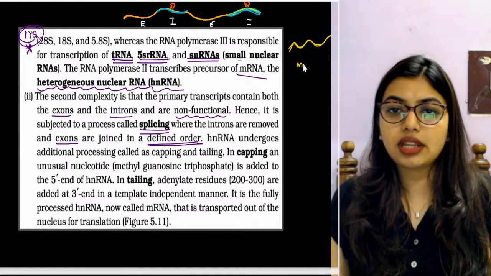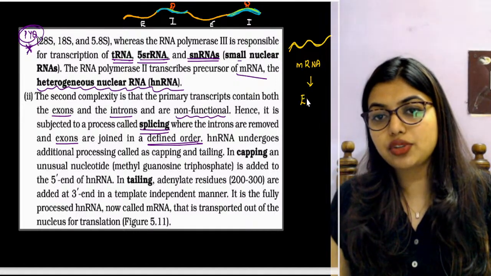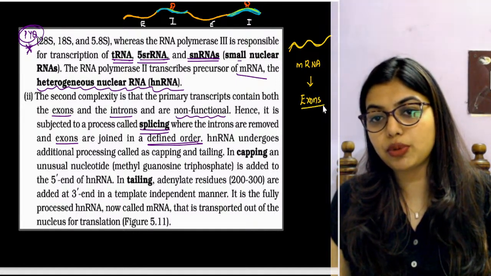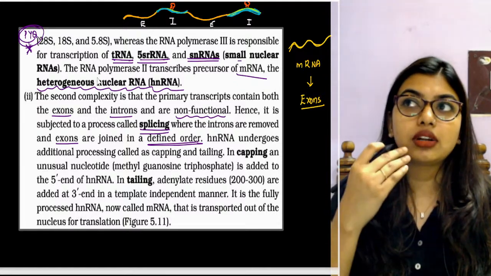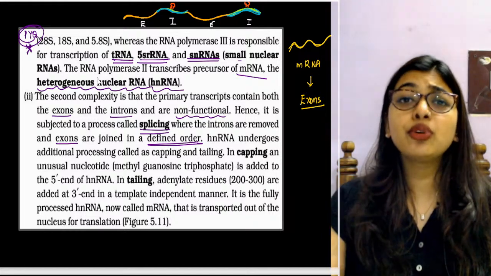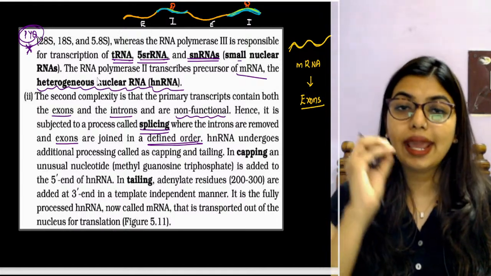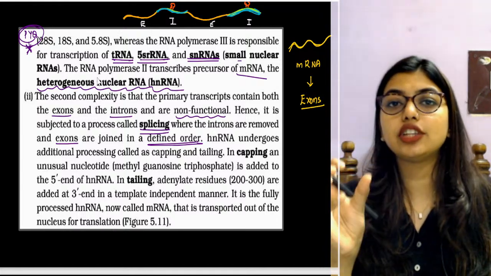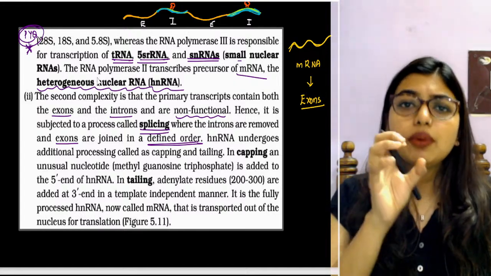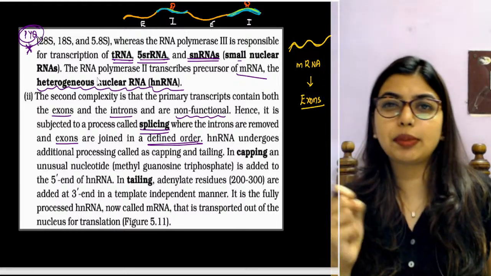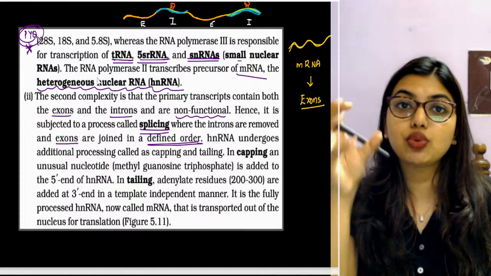Now this mRNA which has only exons is going to be the one that codes for a protein, because introns are non-coding sequences. When I'm going to make the protein, do I want the coding or the non-coding sequence? I want the coding sequence. So exons are the coding sequence, introns are the non-coding sequence. So we do not want the non-coding sequence. With the help of splicing, we remove the introns and make an mRNA which has only the coding sequence.